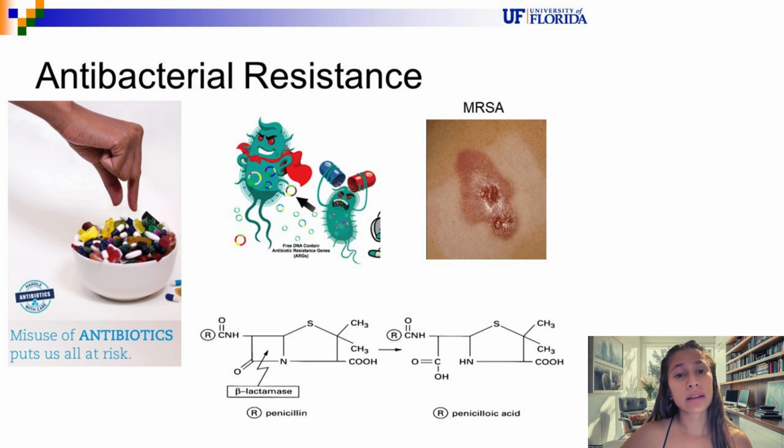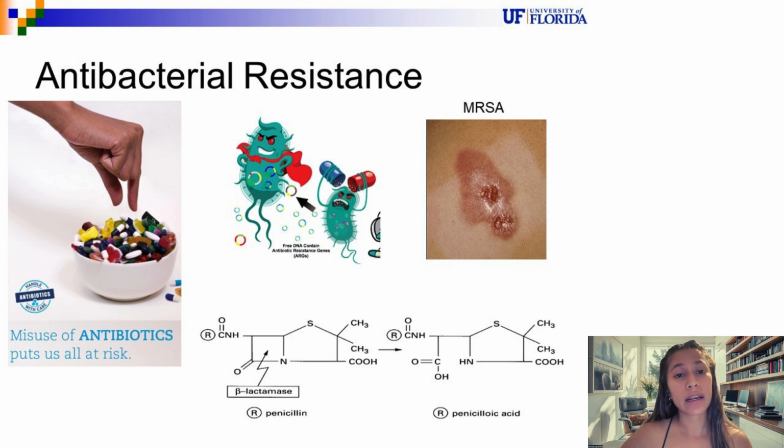However, some bacteria produce the enzyme beta-lactamase, which hydrolyzes the beta-lactam ring of the penicillin, rendering it ineffective. The resulting product, penicilloic acid, shown on the right, cannot inhibit cell wall synthesis. This enzymatic breakdown of penicillin is a primary resistance mechanism among beta-lactamase producing bacteria.